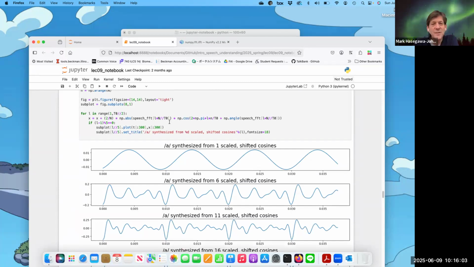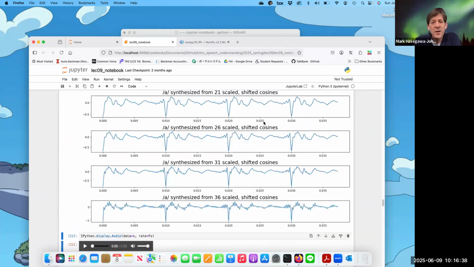Speech FFT of L times N over T naught. N is the number of samples in the FFT. T naught is the number of samples per pitch period. So I have pitch periods per FFT multiplied by the harmonic number. There's a bug in this code and I'm not sure what it is.